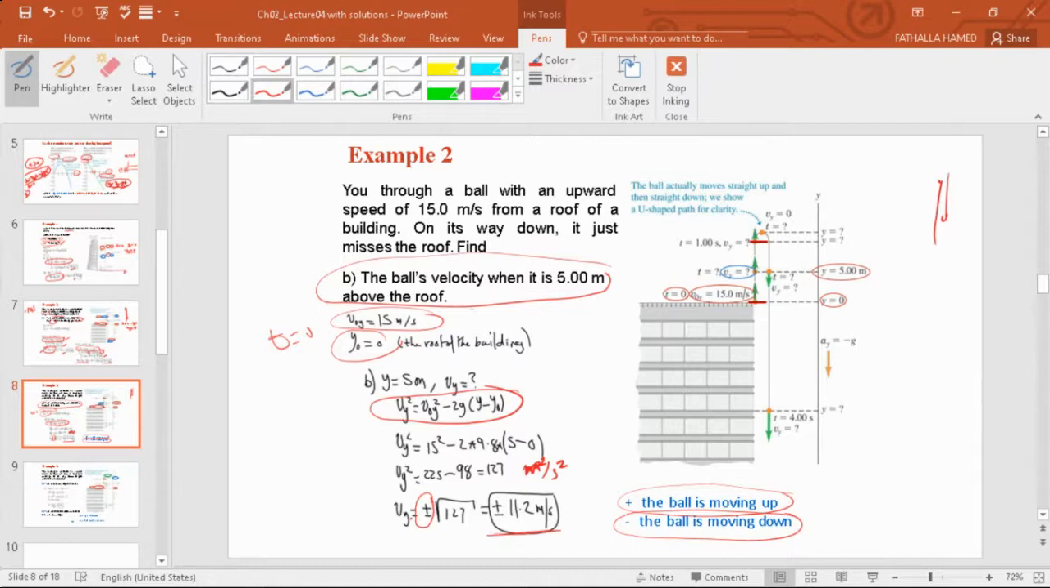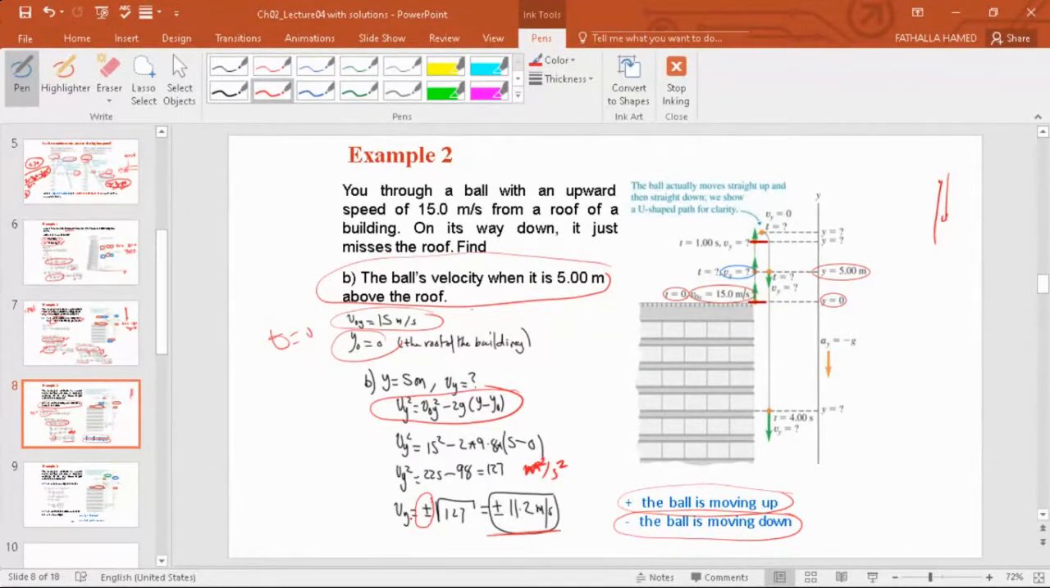But in this situation here, you have to be careful. Whenever you take the square root of anything, you always look at the positive and negative. And positive here means while you're going up, and negative means while you are coming down. And the equation takes care of the trip for you.